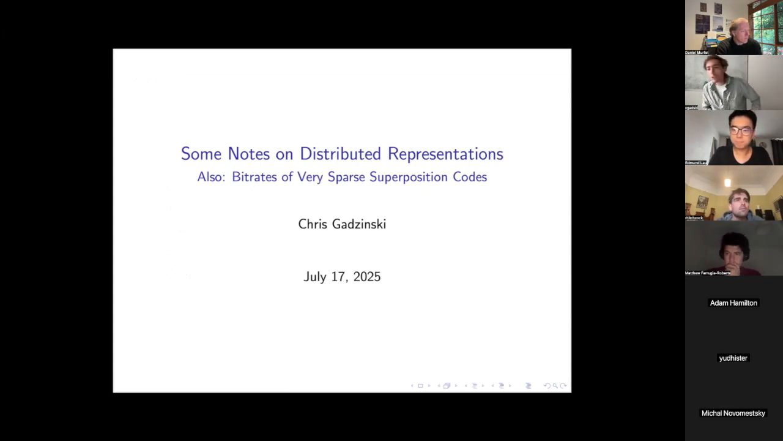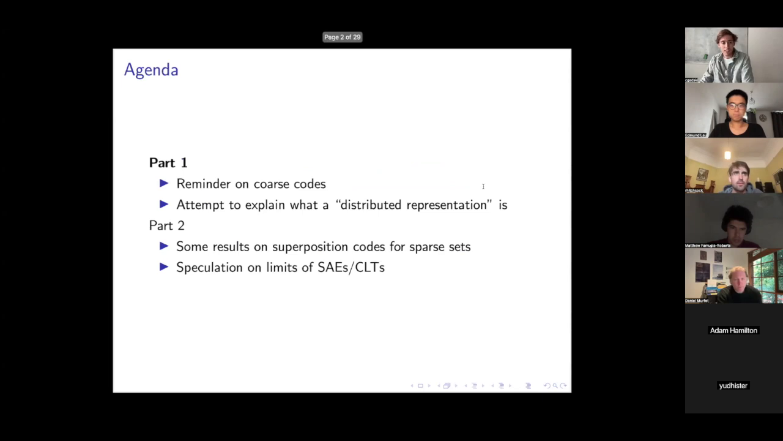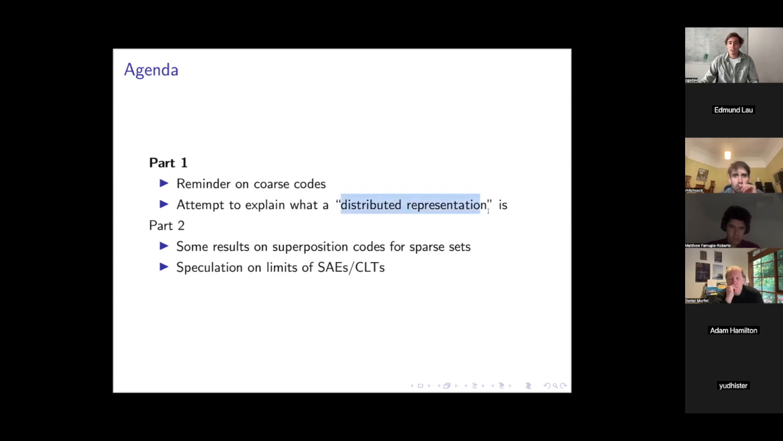Yeah, thanks. The title of the talk as advertised was bit rates of very sparse superposition codes. That preprint is also in the chat. I didn't update the abstract in time, but my plan for today was to do this in two parts. Part one is going to be very general and generic and shouldn't be too surprising. I just wanted to talk about this really old classical idea of distributed representations.